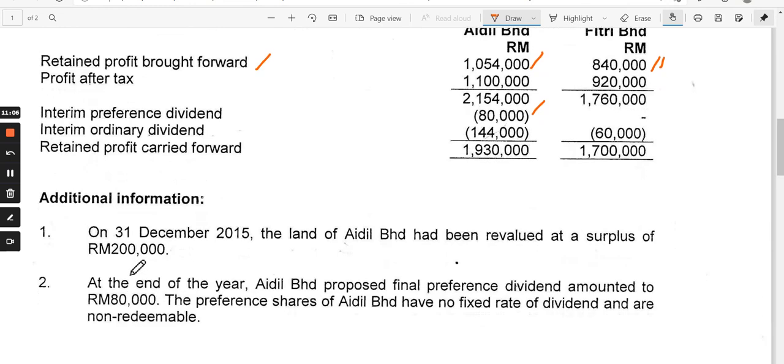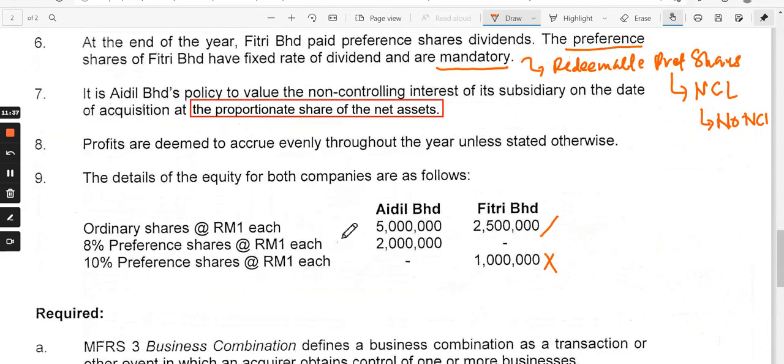Information number 2, if you can see here, at the end of the year, AIDIL, which is the parent company, proposed a final preference dividend amounting to 80,000. Preference shares of AIDIL have no fixed rate dividend and they are non-redeemable, meaning that these are not redeemable preference shares. This is not the same as in the case of FAR3, because the wording there shows that it is redeemable preference shares, mandatory.